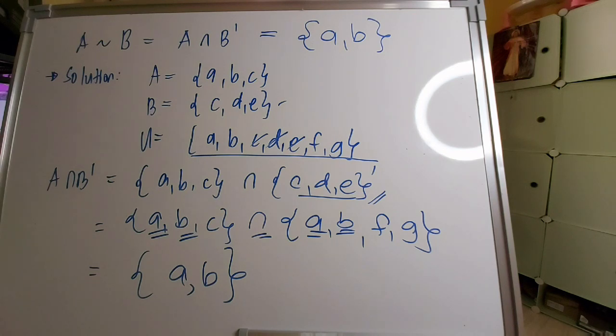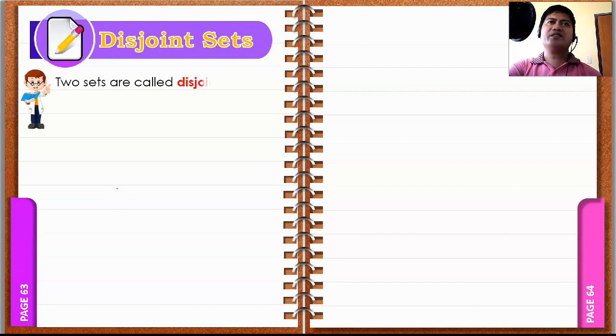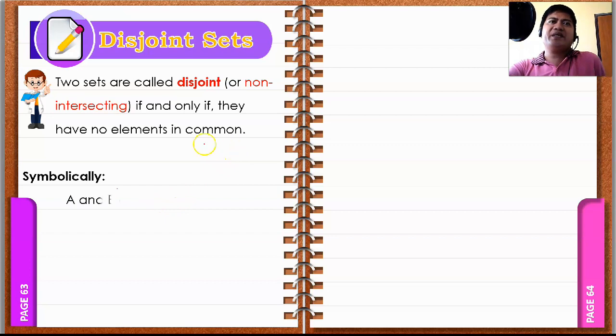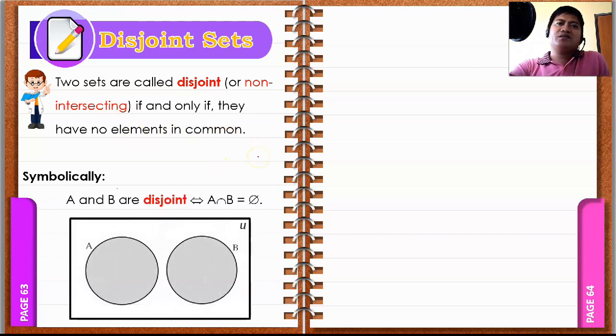A intersection B complement. Two sets are called disjoint or non-intersecting if and only if they have no elements in common. So obviously, if there are no elements in common, then we call them disjoint sets. In symbols, A and B are disjoint if their intersection is empty. In other words, there is no intersection. So A intersection B is empty. In this case, sets A and B are disjoint.